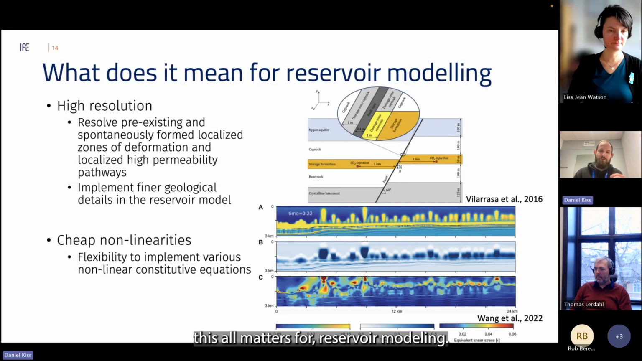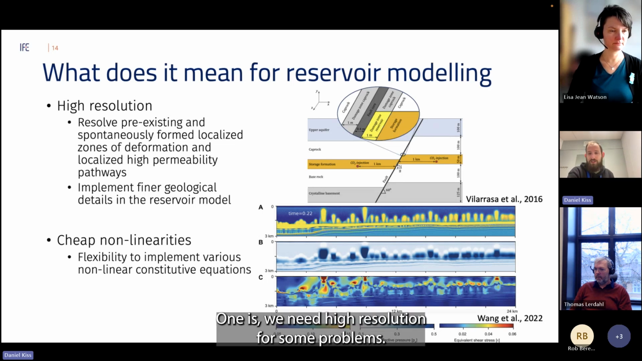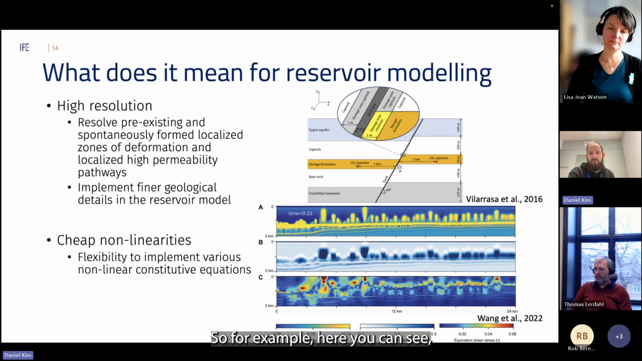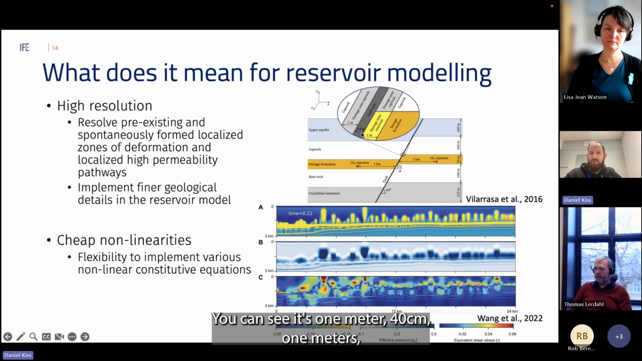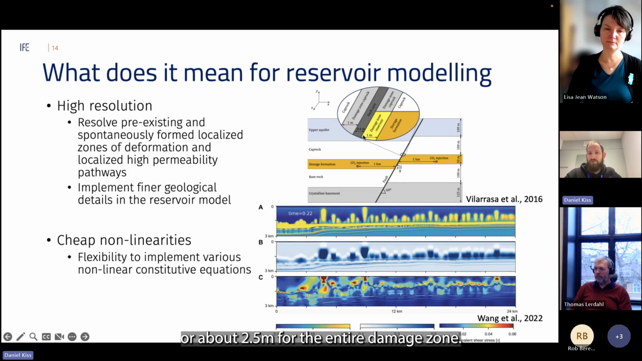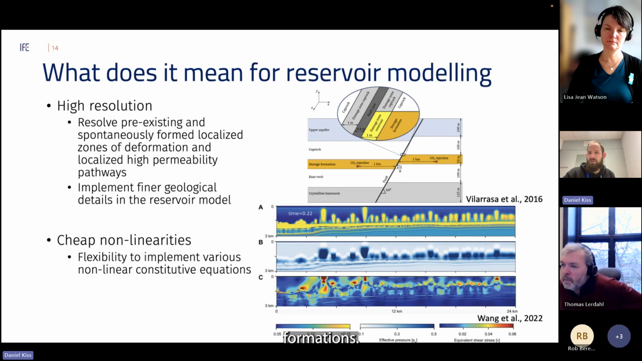Okay, so why does all this matter for reservoir modeling? The main reason here is twofold. One is we need high resolution for some problems. For example, here you can see a reservoir model with a fault cross-cutting this sequence. And the scale of the fault here, you can see it's 1 meter, 40 centimeters, 1 meter, so about 2.5 meters for the entire damage zone. And you have many kilometers of formations.